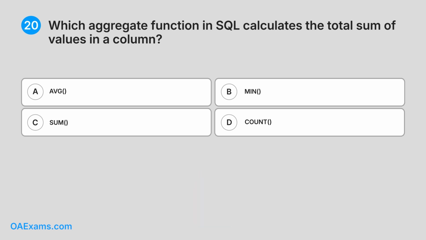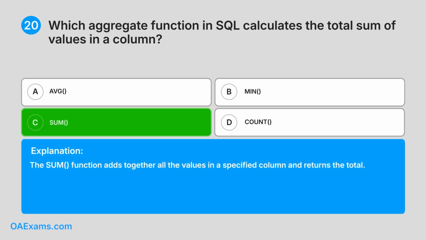Correct answer: C. Sum. Explanation: The sum function adds together all the values in a specified column and returns the total.